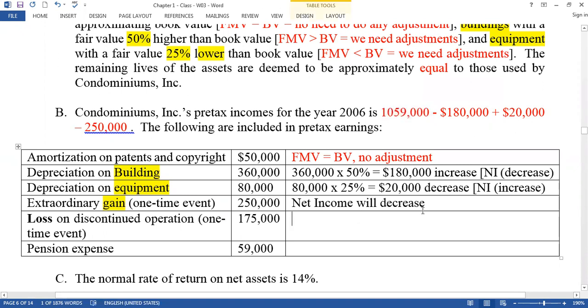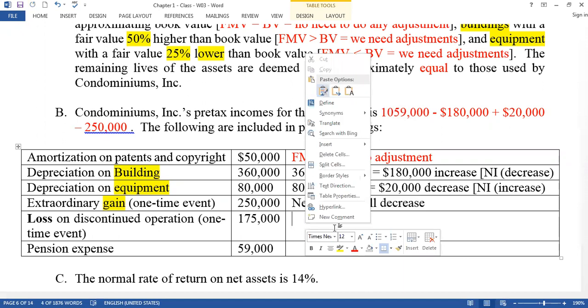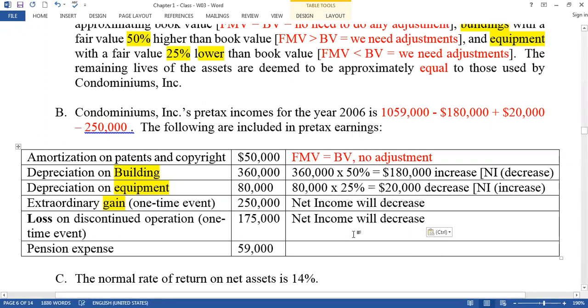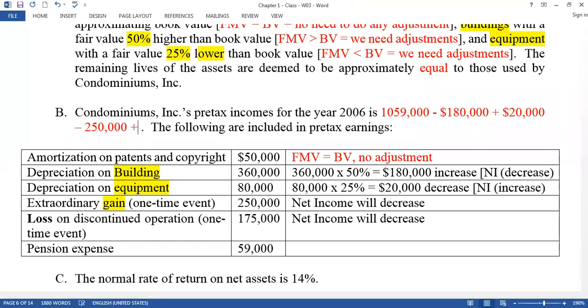So what will you do? Plus, yes. So net income will increase. That means this money is going to be added back. Okay, this money is going to be added back. So plus $175,000. Okay, $175,000.